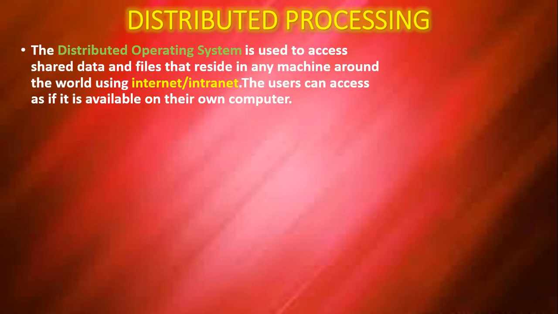The next one is distributed processing. A distributed operating system is used to access shared data and files that reside in any machine around the world using the internet or intranet. While we work in the network, we can share any kind of data and access data from any machine in the world. All over the world we can connect with machines with the help of the network. Users can access it as if it is available on their own computer.